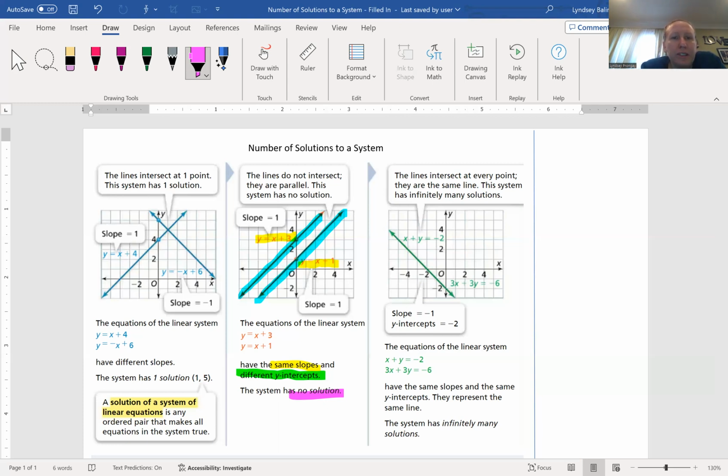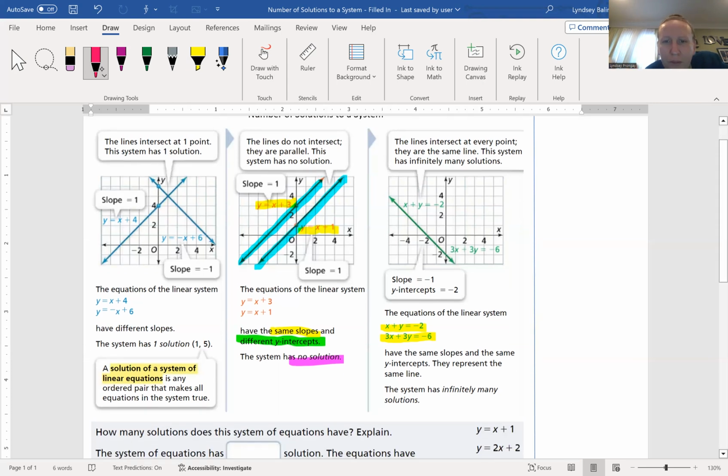Okay, now the reason the whole different y-intercepts is important is because of our other scenario on the right-hand side here, where we have two equations. Okay, we have x plus y equals -2 and 3x plus 3y equals -6. But the problem is those are not in slope-intercept form. So let's take a second real quick, and I know we don't have tons of room. If you need to do it on the side of your paper, that's fine, but I'm going to try and squish it in. Let's put these into slope-intercept form.